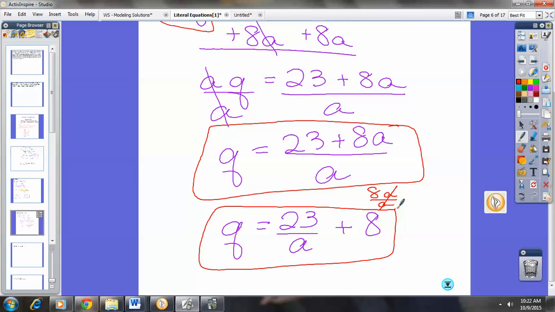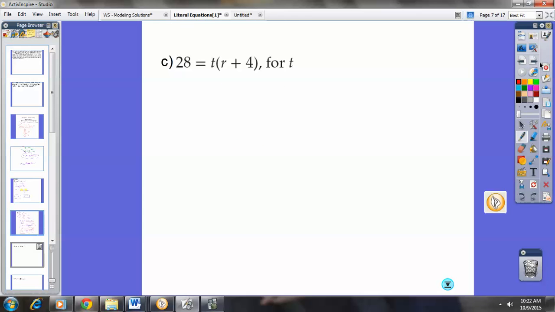Trying to show you lots of different possibilities, because there are lots of different potential problems that we're going to see. Write this next one down if you would, please. 28 equals t times the quantity r plus 4. What do you guys think? What would you do first? All right, let's start with that.